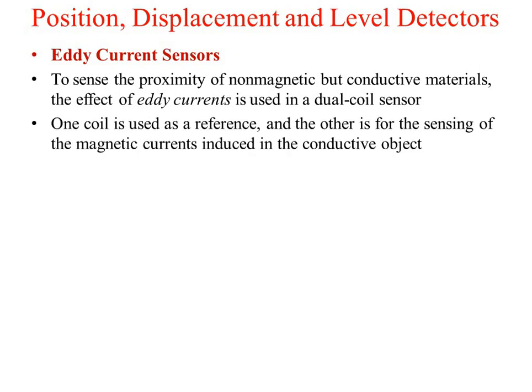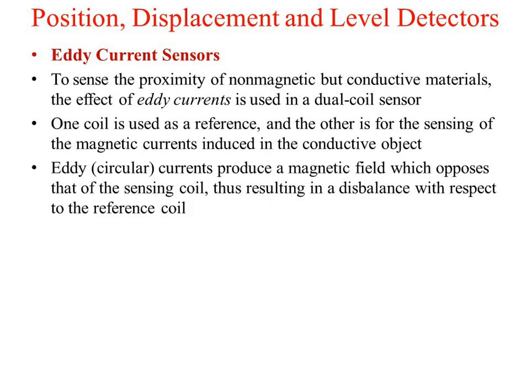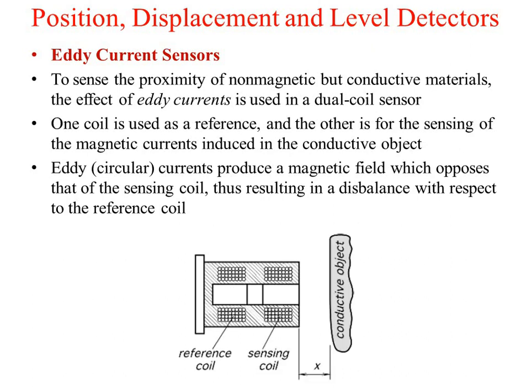One coil is used as a reference and the other is used as a sensing coil for the magnetic field of the current induced by the conductive object. So the eddy current produces a magnetic field which opposes that of the sensing coil, resulting in a disbalance with respect to the reference coil. We will see with the help of an example and visual, so you can understand the principle. Now you can see the example is given here. So this is the conductive object, and you move this conductive object away from this coil or towards this coil.